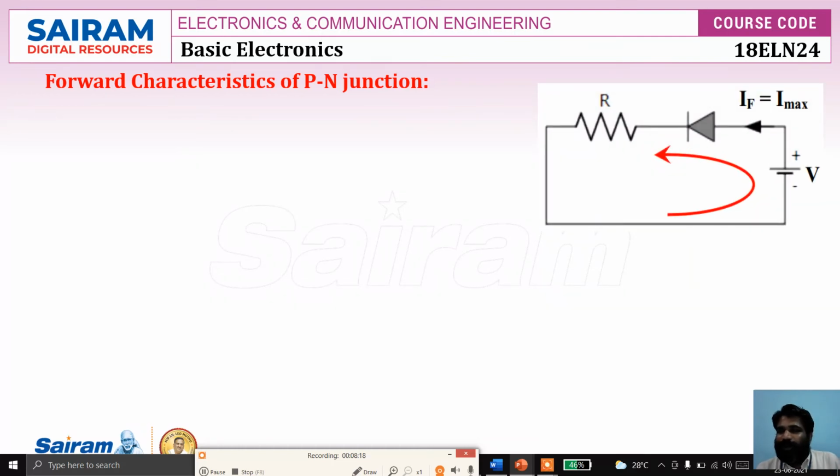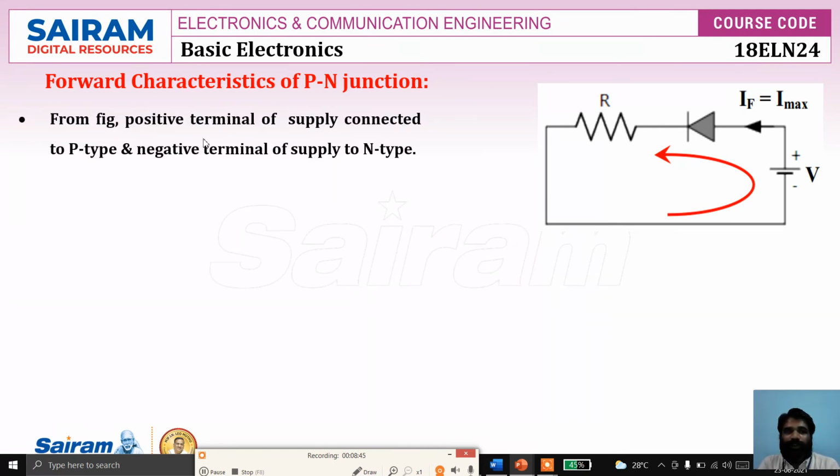So this is a simple circuit. Here we have one diode and a resistor. This we call a current limiting resistor. To this diode, the positive terminal is connected to the anode and the negative terminal is connected to the cathode. So it becomes forward bias. Hence there is a current flow in this direction. So IF, the current during forward bias, is equal to I max, the maximum current. This is the applied voltage.